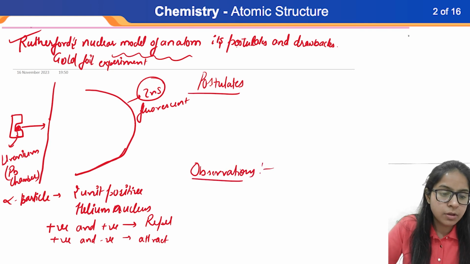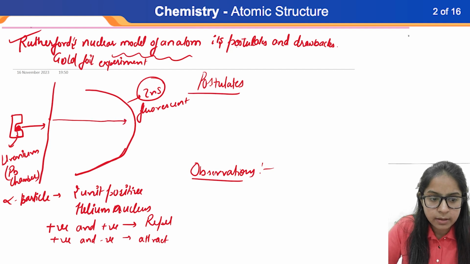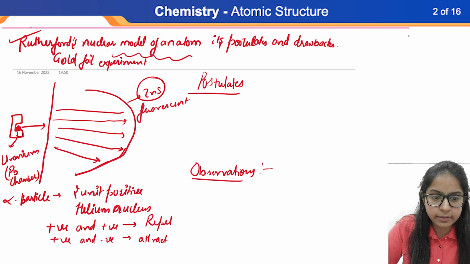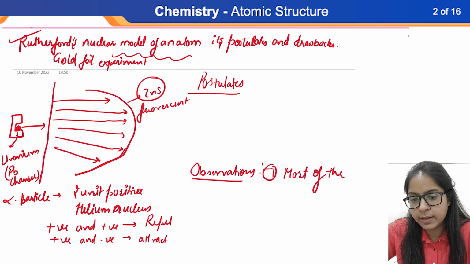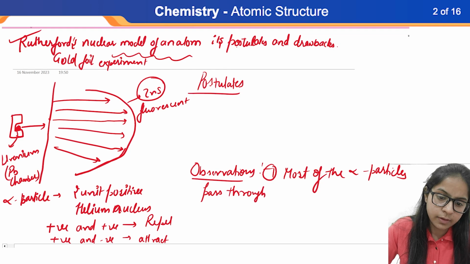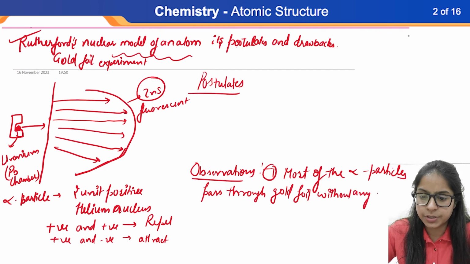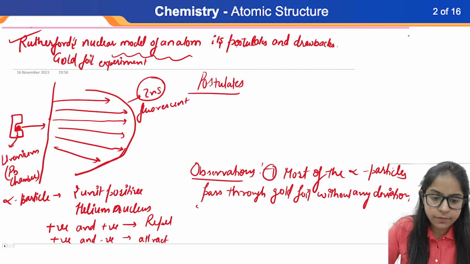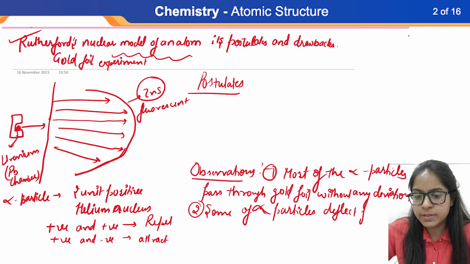What are the observations of Rutherford? Rutherford said that most of the alpha particles go in a straight line. Most of the alpha particles pass through the gold foil without any deviation. Second one is, some of the alpha particles deflect from some angle.